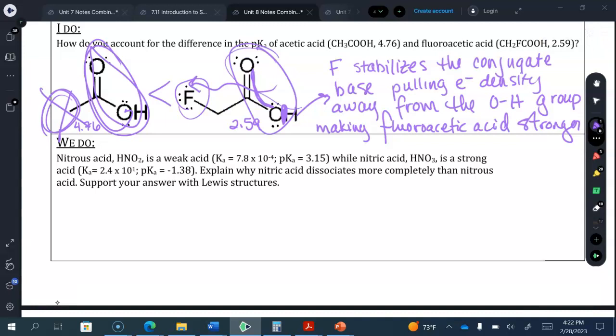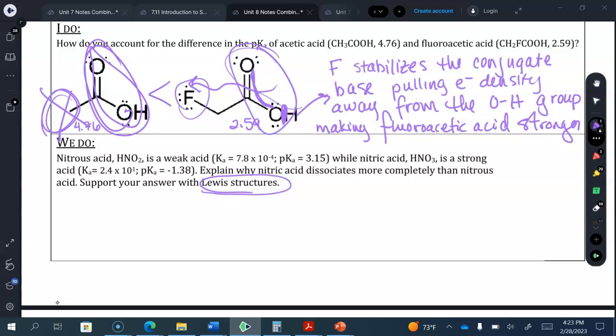Nitrous acid, HNO2, is a weak acid with the given Ka and pKa values, while nitric acid is a strong acid with the given Ka and pKa values. Explain why nitric acid dissociates more completely than nitrous acid. Support your answer using Lewis structures. Now, that is important, so that tells us that how they're arranged on their structures is key. So for this one, that tells us that resonance is going to play an important part because these are very similar, right? But the addition of an oxygen makes a difference.